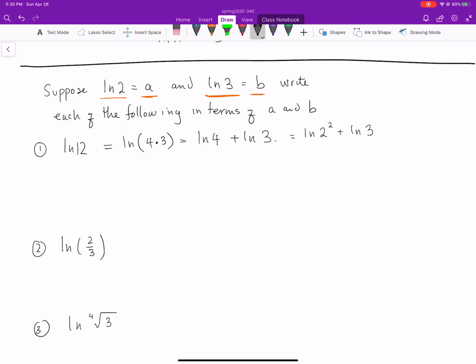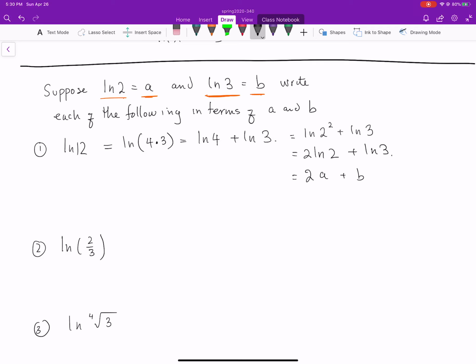Now, my power rule properties tell me that I need to drop that 2 in front of the ln. So this becomes 2 ln 2 plus ln 3. Now I can clearly see ln 2 and ln 3 in my work. I can make a direct substitution now. So I end up getting 2a plus b.